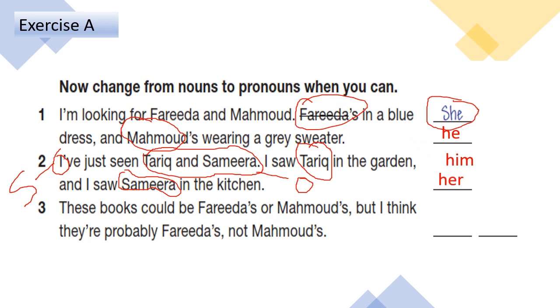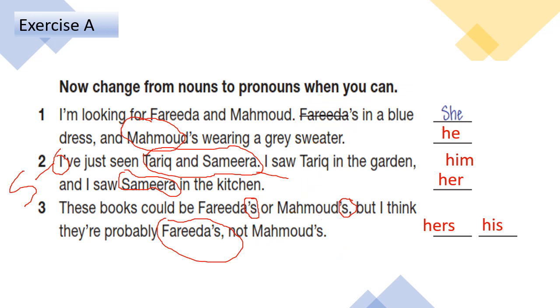Yes, that's right. These books could be Farida's. So Farida's, remember this S means possession. Okay? This box could be Farida's, it could belong to Farida. Or Muhammad's. But I think they are probably Farida's, or not Muhammad's. Okay, hers and his. Okay, remember.